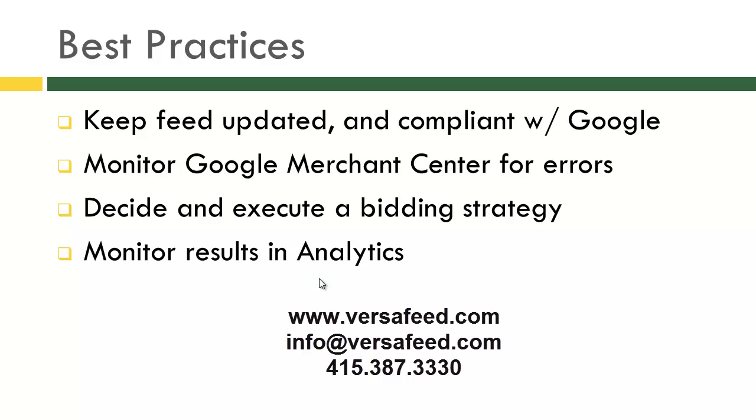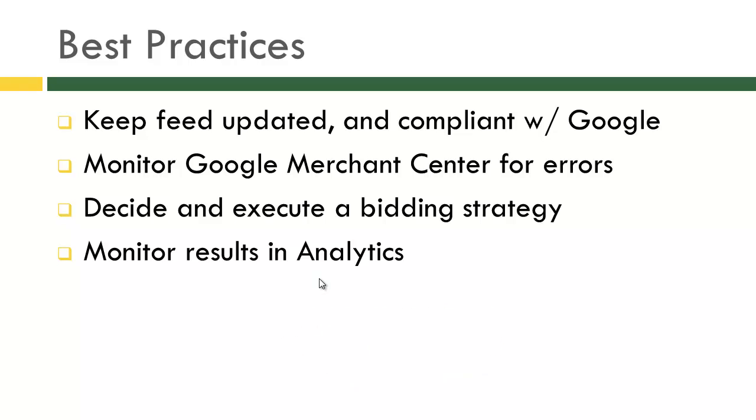Next, decide and execute a bidding strategy. So we didn't talk about this very much, but we are going to be making a screencast that actually details different bidding strategies. The point here, though, is that you want to be aware of the different strategies. So if you're going with a very basic campaign that has a single cost per click for all of your items, you're going to try it, and then monitor your results in analytics, as the last point indicates, to make sure it's working. If it's not working, you can always go back and try a new bidding strategy. You don't have to stick with the same one.